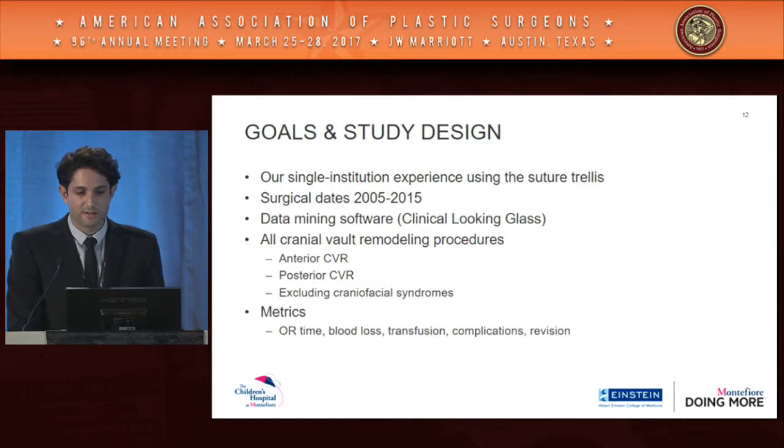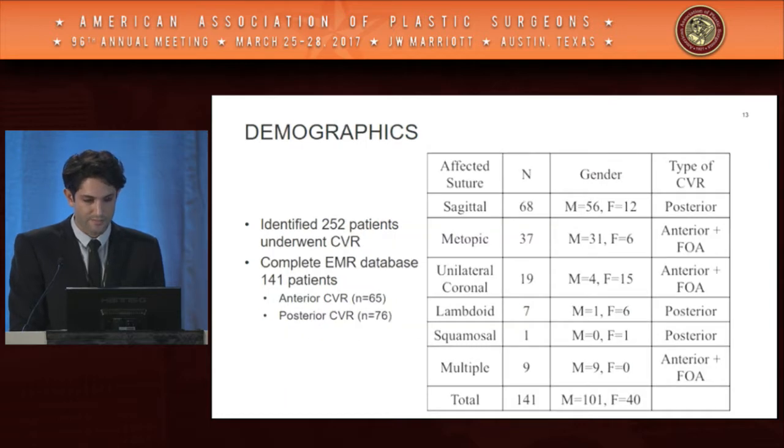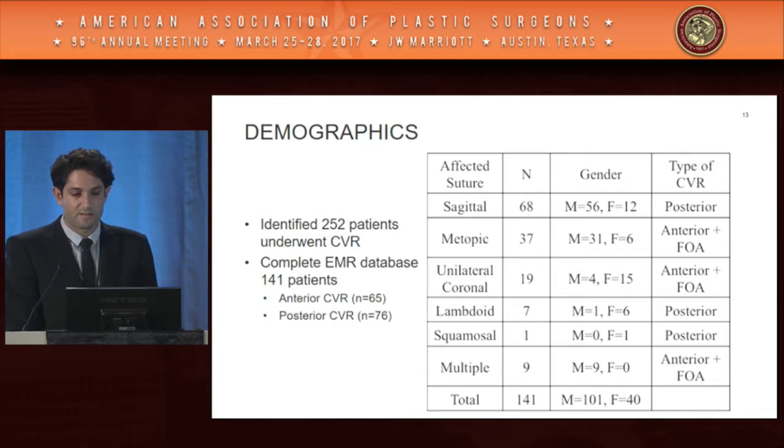So our single institution study looked at these patients over 10 years. And using a proprietary data mining software, we were able to accrue patients who underwent anterior and posterior vault remodeling. Exclusion criteria included those who were identified as being syndromic, and the following metrics, as you can see, were examined. We identified a total of around 250 patients, 141 of which had complete data.